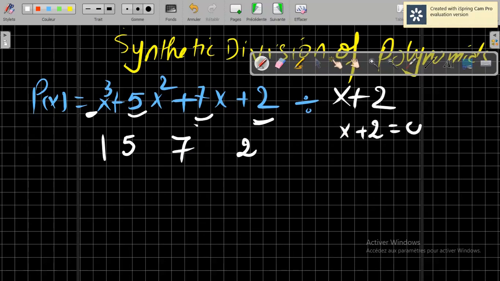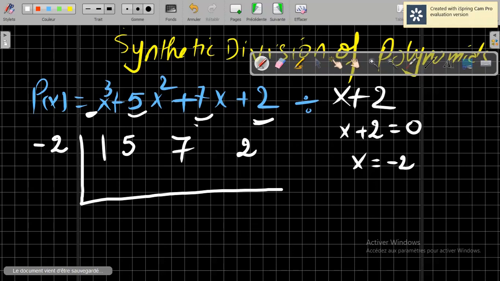So you need to solve it for 0. So then the value that cancels out x plus 2 is equal to -2. If you take this plus 2 to the other side, you get -2. So we'll be dividing by -2. Then I proceed the same thing.